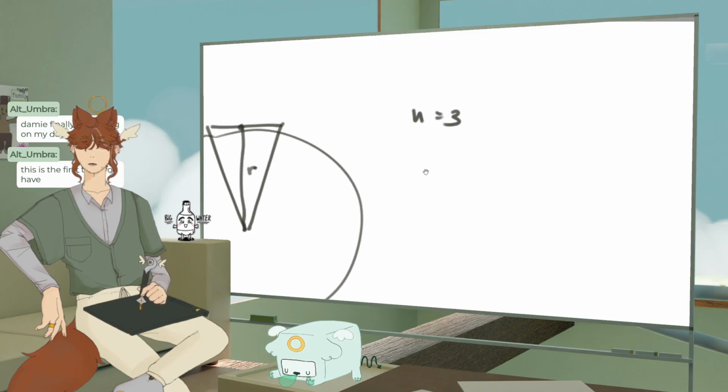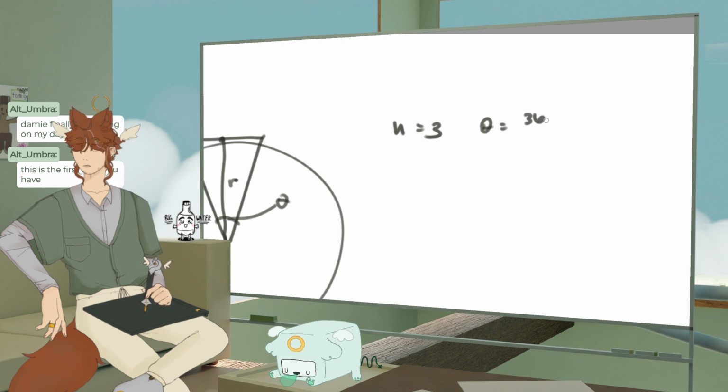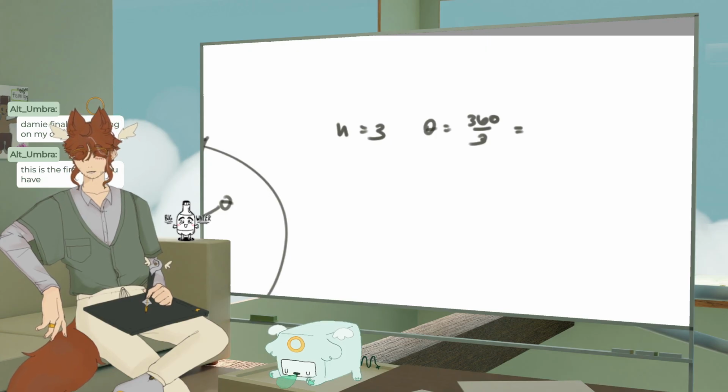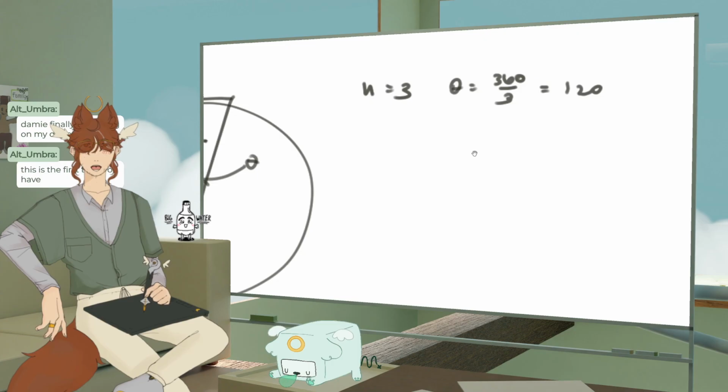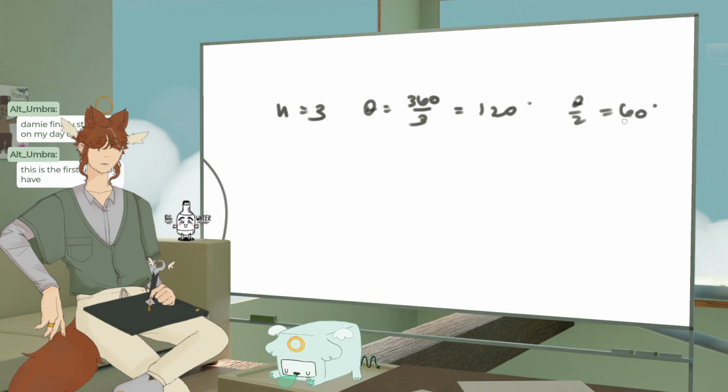N equals 3. That means that theta equals... Well, let's define theta. So this is theta. Theta equals 360 divided by 3 equals 180. No, it doesn't. Oh god. 120. It was close. Yeah, because if we had 2, then it wouldn't be a circle. So then theta divided by 2 equals 60 degrees.